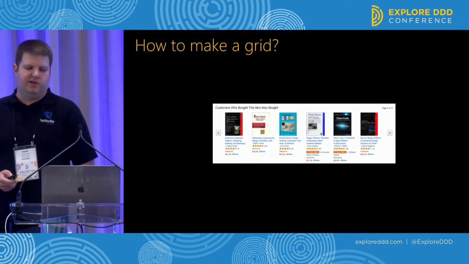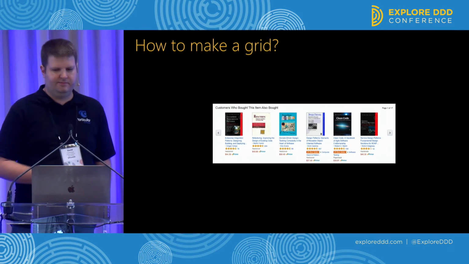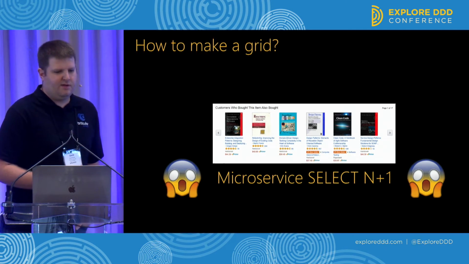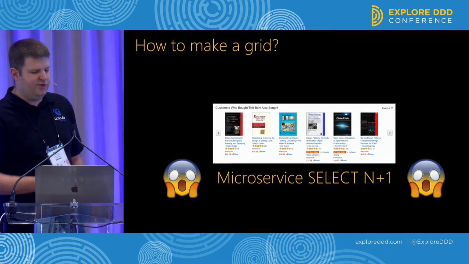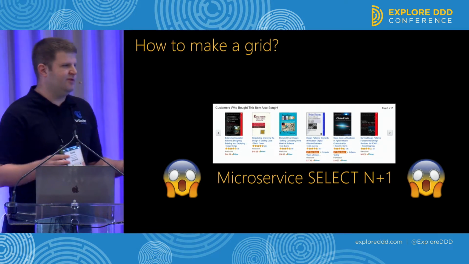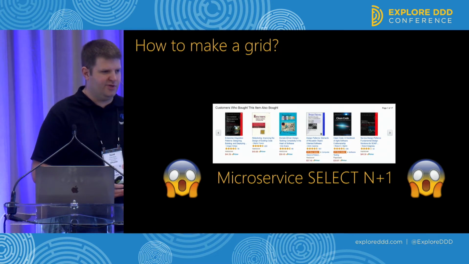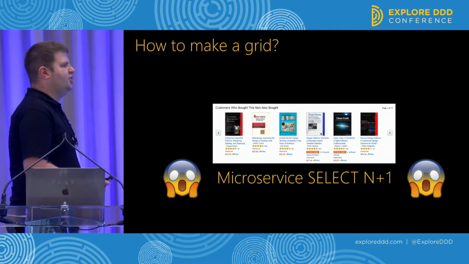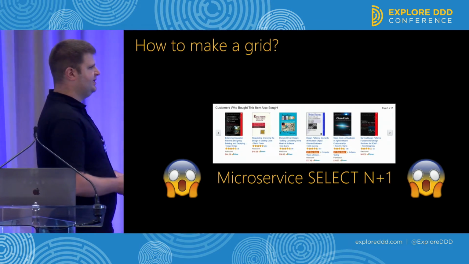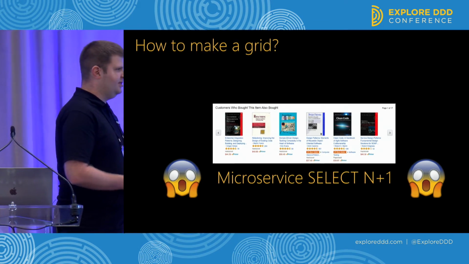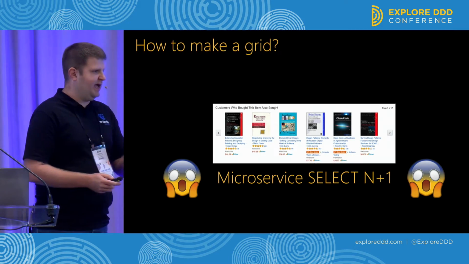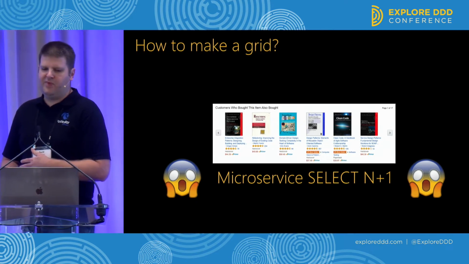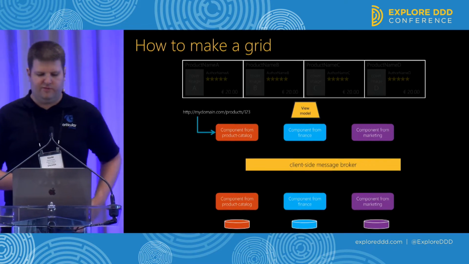So then the only question is, how do you make that grid? This is especially troublesome because if you just go and get the IDs for the related items and then you do that same thing, you could get into a microservice select n+1. So you need your components to be smart and be able to say, I'm going to go fetch the titles and the stuff for a whole array of product IDs. And the way you can do that is with a little more infrastructure.